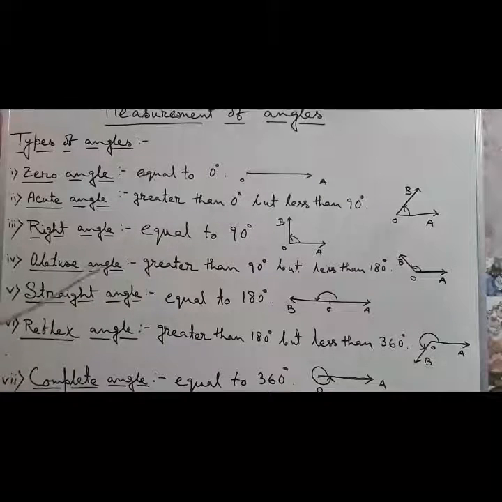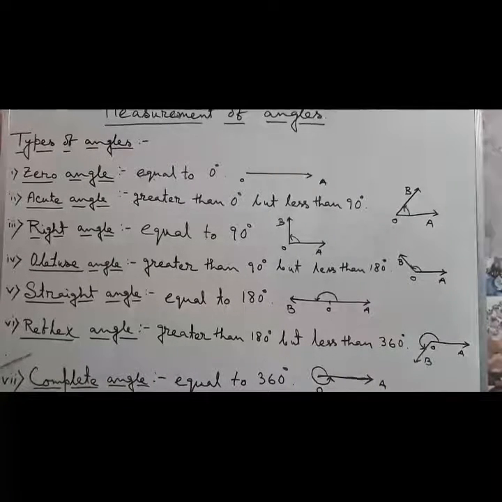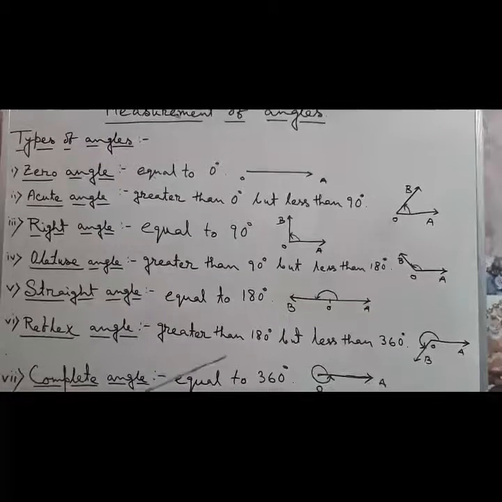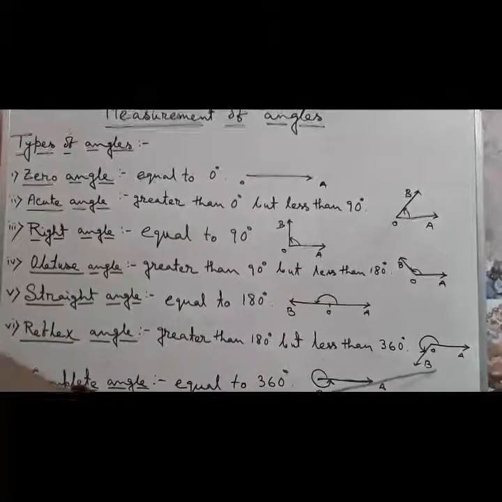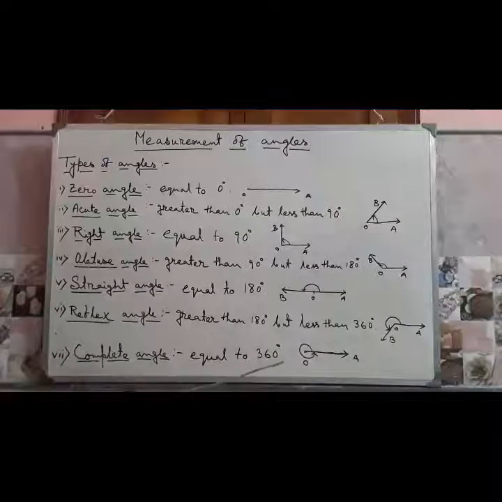Obtuse angle, if the measurement of the angle is greater than 90 degree but less than 180 degree. Straight angle, if it is exactly 180 degree, then it is called a straight angle. Reflex angle, if the measurement of the angle is greater than 180 degree but less than 360 degree. And complete angle, that means one total rotation, that is, if it is equal to 360 degree.